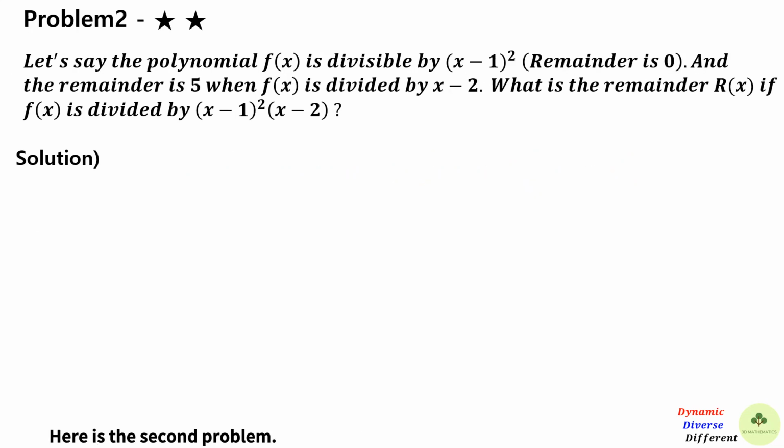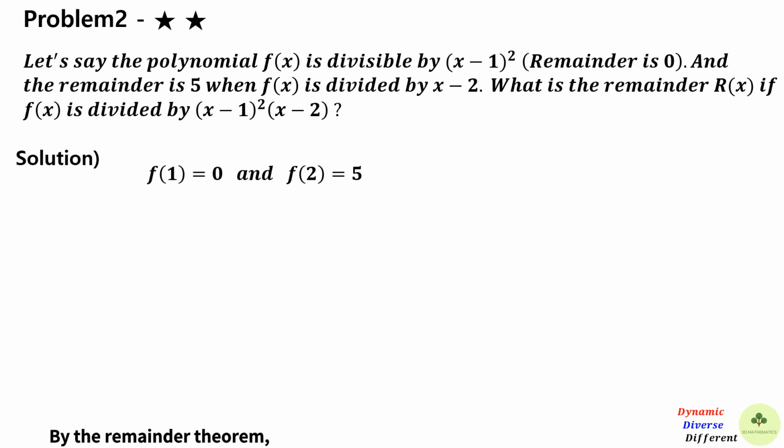Here is the second problem. The function f of x is divisible by x minus 1 squared. And when the function is divided by x minus 2, the remainder is 5. Our goal is to find out the remainder that f of x is divided by x minus 1 squared times x minus 2.